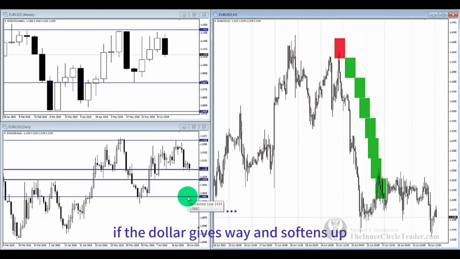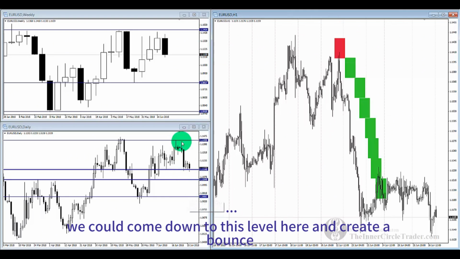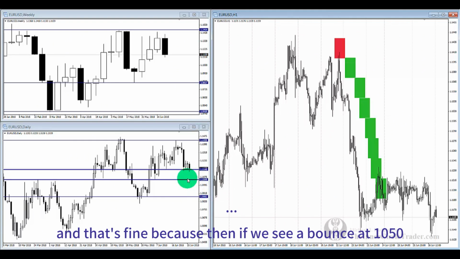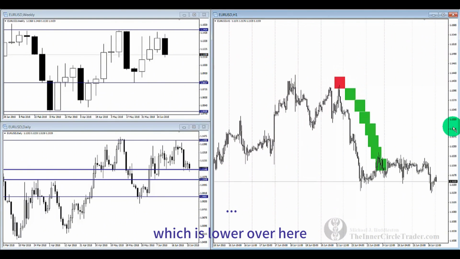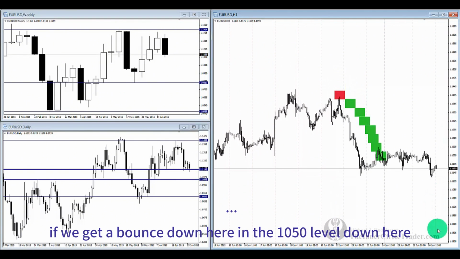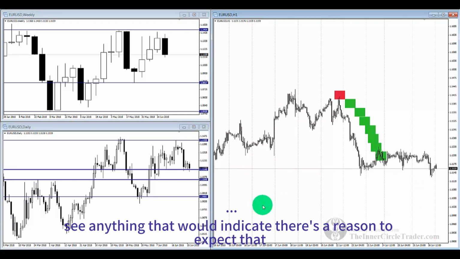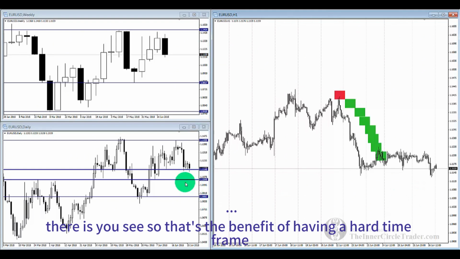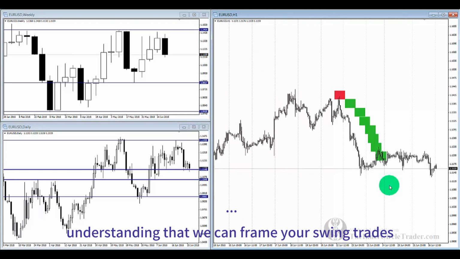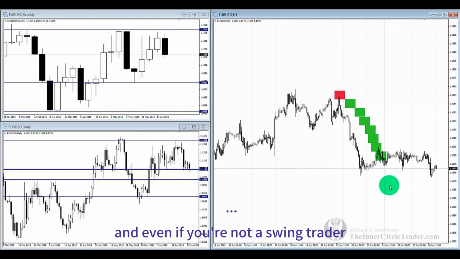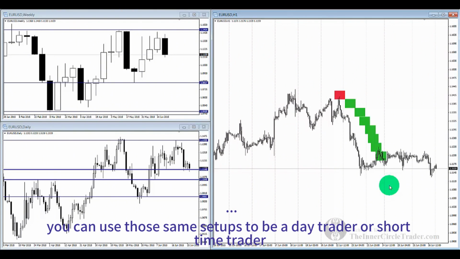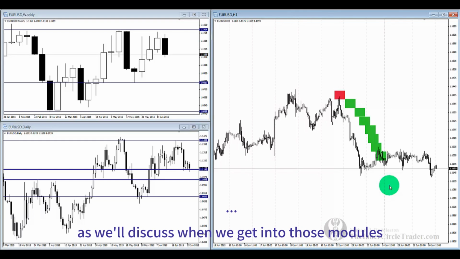If the dollar gives way and softens up, we could come down to this level here and create a bounce, and that's fine, because then if we see a bounce at 1050, which is lower over here, if we get a bounce down here in the 1050 level, okay, notice on this chart you don't see anything that would indicate there's a reason to expect that, but based on what we have over here, there is. You see? So that's the benefit of having a higher time frame understanding. That way you can frame your swing trades, and even if you're not a swing trader, you can use those same setups to be a day trader or short-term trader, as we'll discuss when we get into those modules.